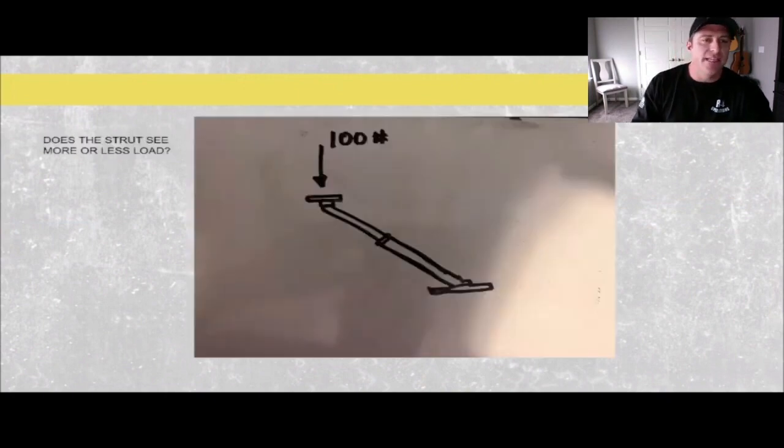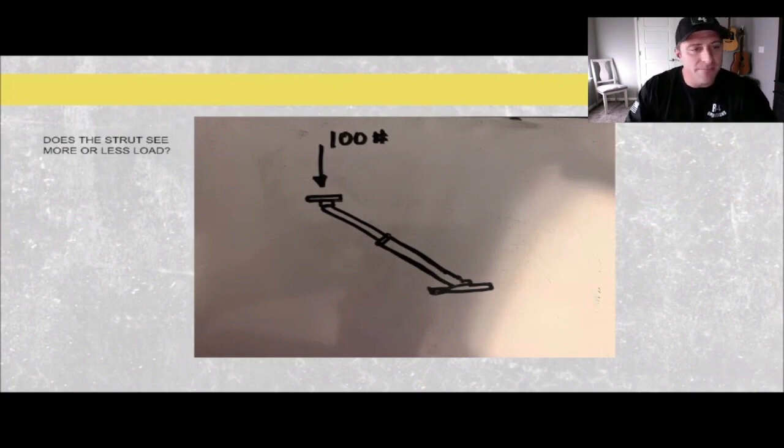The next thing I do is I take that strut and I put it at an angle. And I tell people, okay, I'm going to press at an angle. I'm going to push at 100 pounds on the strut. Does this strut see more or less load? Well, this is a time frame where people aren't always 100% sure. I'll hear more load, less load. I'll hear a bunch of different answers.